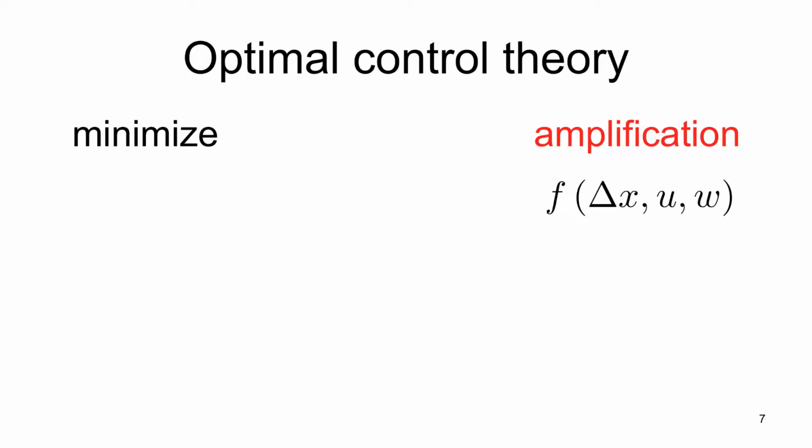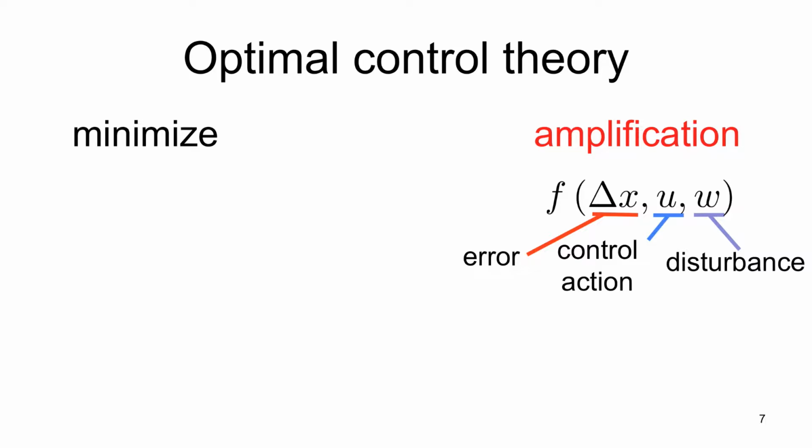So we formalize this by capturing the amplification of a system in terms of some cost function that's going to be a function of my error, so how much my system deviates from this nominal set point, the amount of control effort that I actually have to apply to the system to make sure that my system doesn't deviate, and it's going to be a function of my disturbance. And then I'm going to try to minimize over all possible control actions to minimize this amplification.